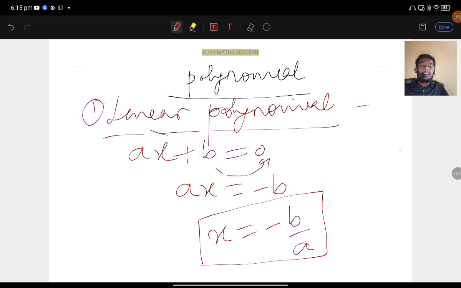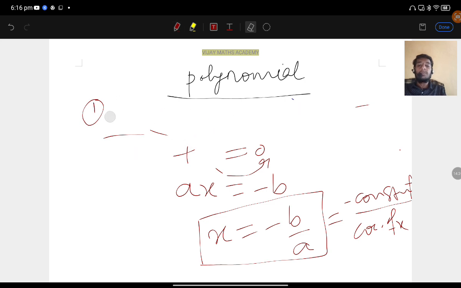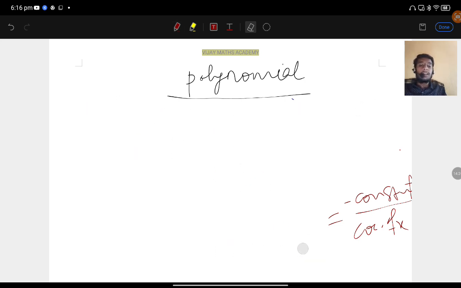One more thing, we have to make one relation also. So minus b here is what? Minus constant term, and minus constant term divided by a means what? Coefficient of x. Now I will take one example to show the linear polynomial. So I hope it is very clear, all of you understanding. Okay?